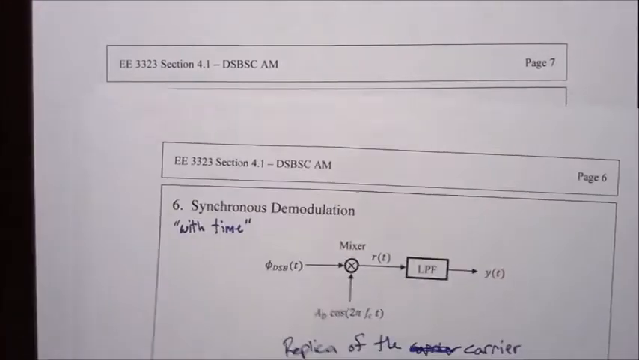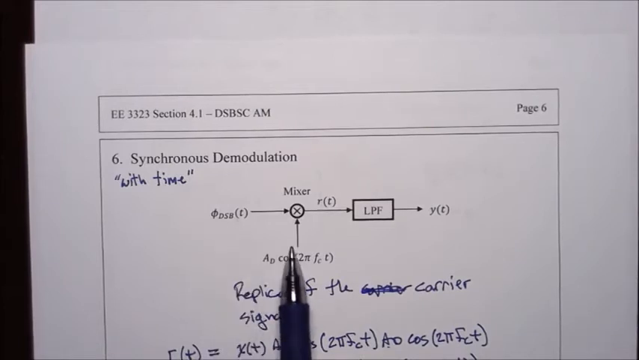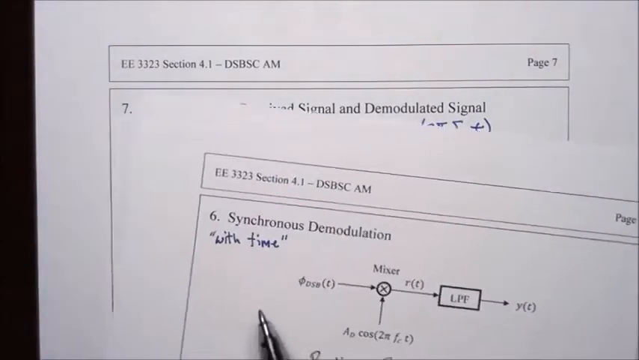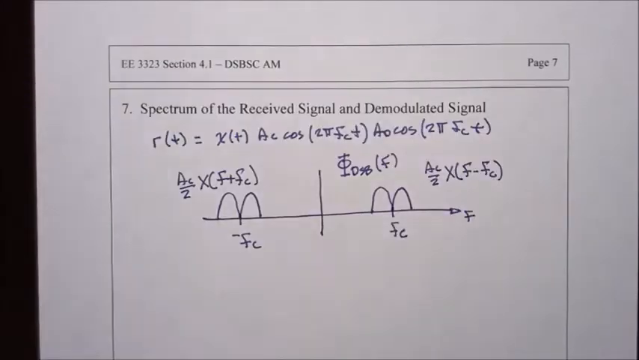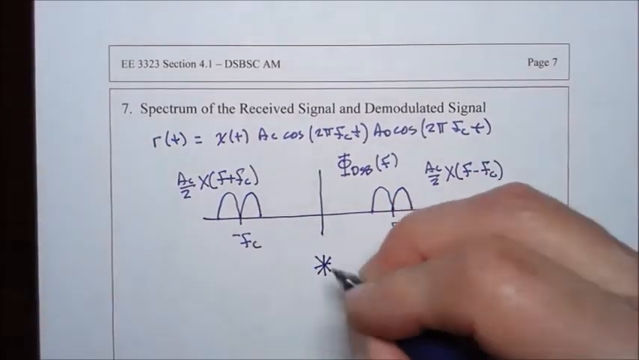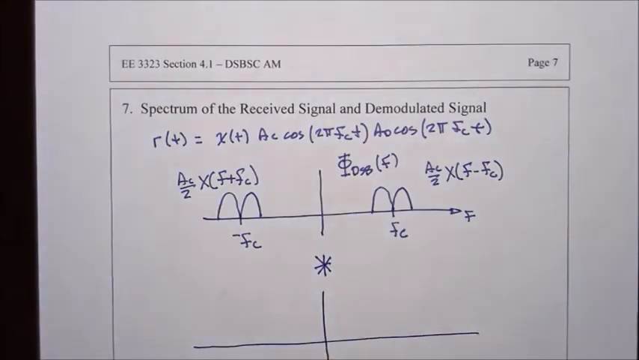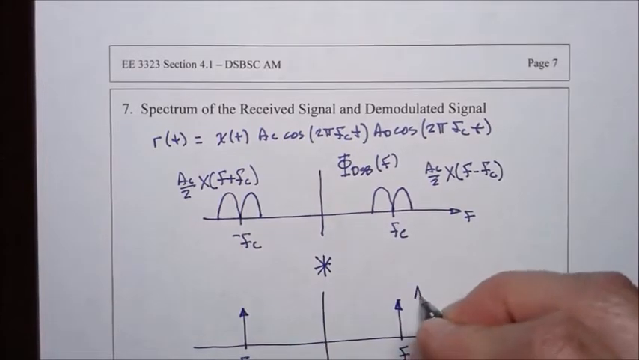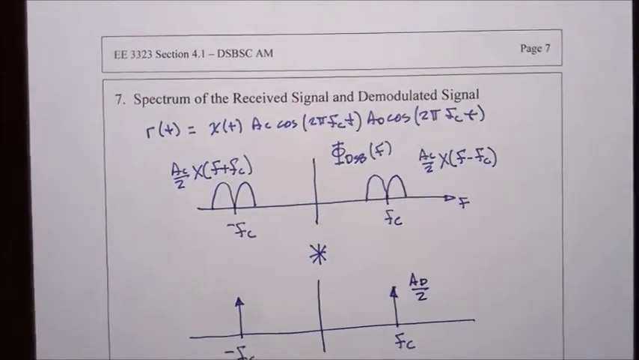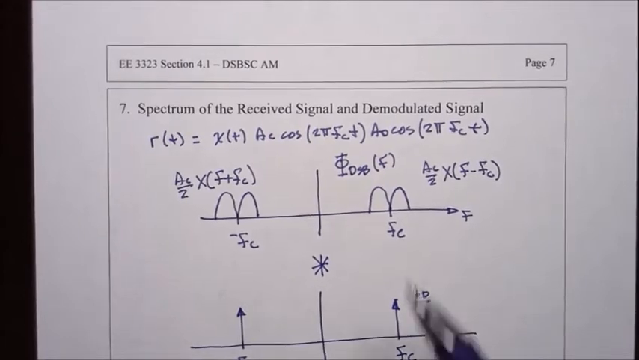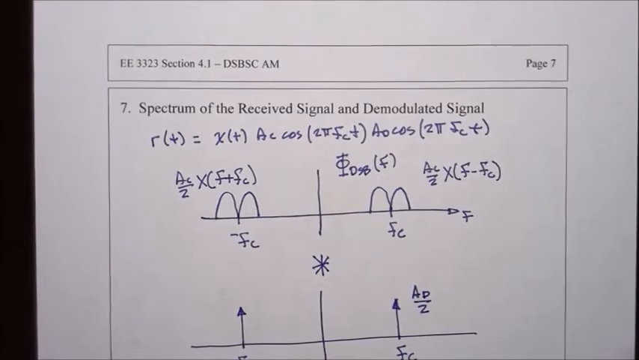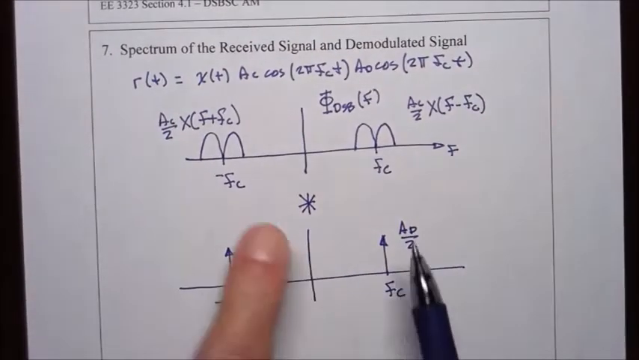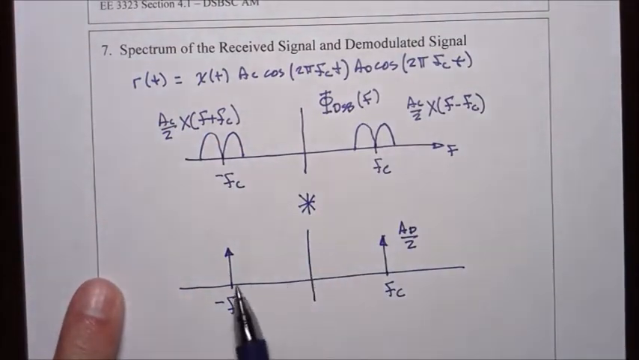Now, with synchronous detection, we're going to take that signal and multiply by a cosine. That would correspond to taking the spectrum of this signal and convolving with the Fourier transform of the cosine. So we're going to convolve this with a pair of delta functions centered at plus and minus FC. They are of area AD over 2, each of them. So when you carry out this convolution, we replicate this entire shape centered at plus FC. We replicate this entire shape again centered at minus FC.